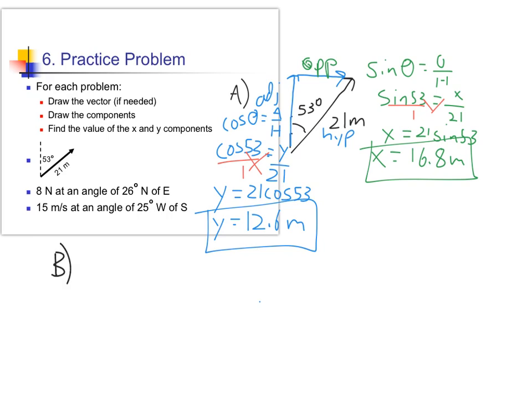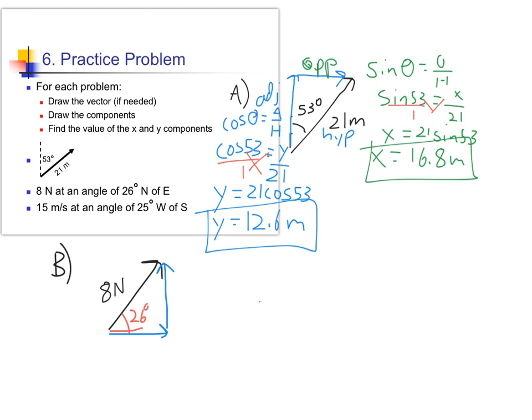All right, so for vector B here, for that second question, we have 8 newtons at an angle of 26 degrees north of east. So that means I'm drawing a vector that's going in the northeast direction. And my angle here is measured from this east side, and it's 26 degrees north of it. So there's that angle, 26 degrees north of east. Okay, so I'm first going to draw my two vector components. So I have one going east, one going north like that. And now I'm going to solve for that.